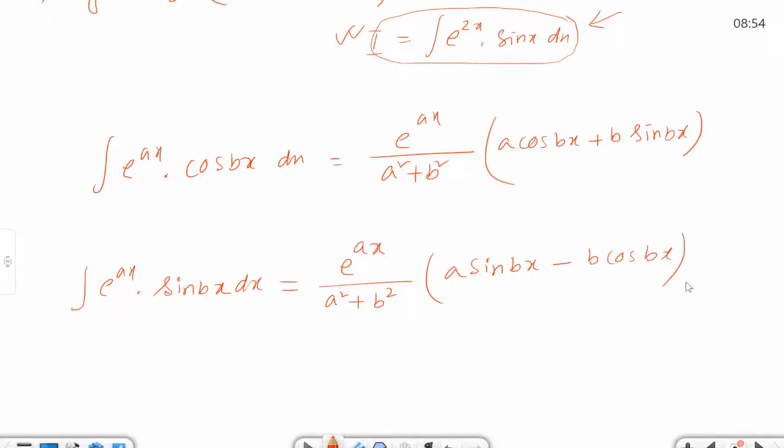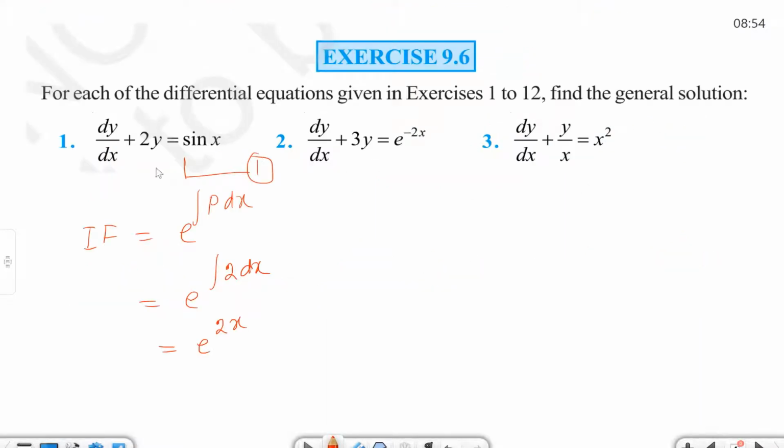Look at the second equation, dy/dx. Obviously this is also a linear differential equation. There are terms: one is dy/dx free from any other term, and one is 3y. So in place of p we have 3, and in place of q a function of x.